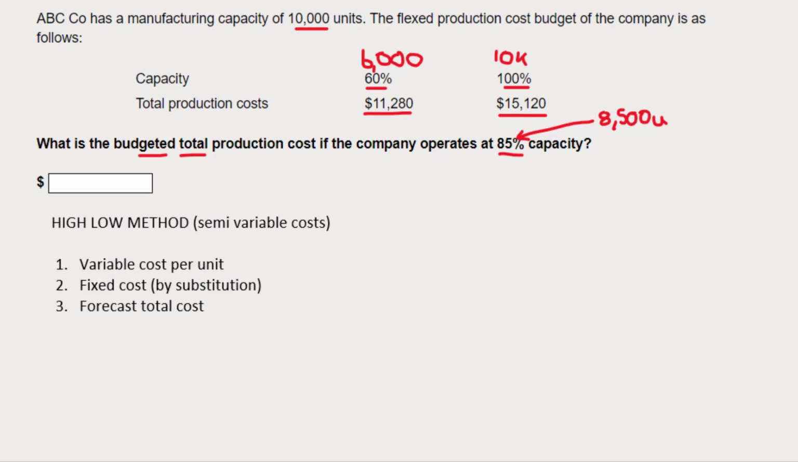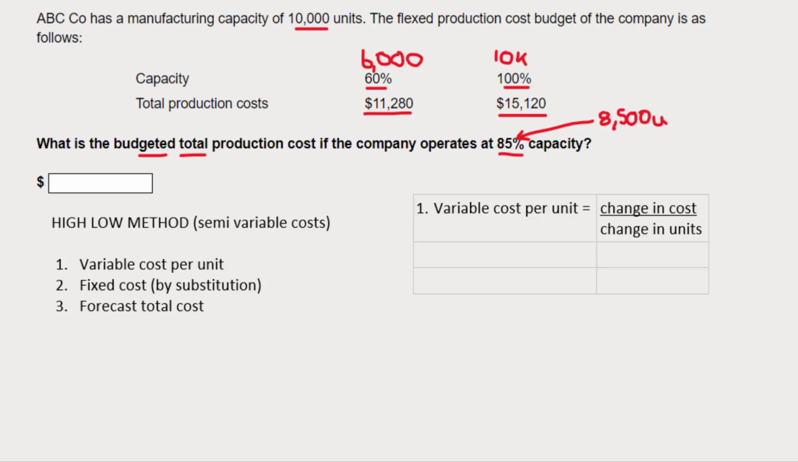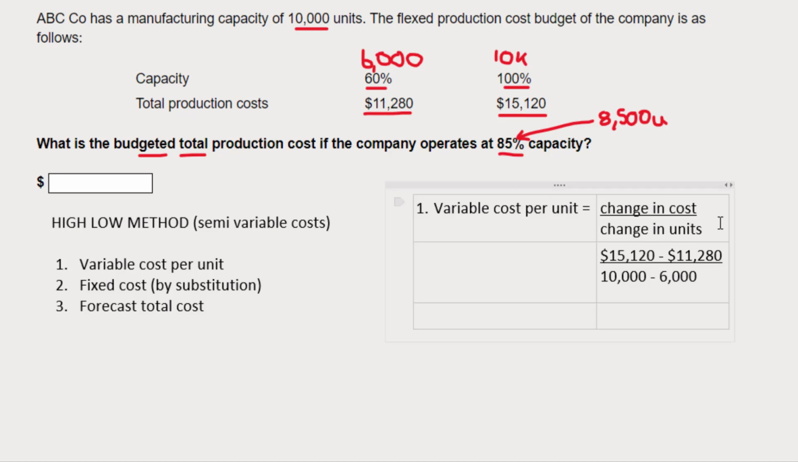So step 1, working out the variable cost per unit. And for this, we look between our 2 points, the high and the low point, and work out the change in cost between the high and the low point and the change in units. So the change in cost between the 2 points, that's our cost at the high point, 15,120, minus the cost at the low point, 11,280, divided by the change in units, 10,000 units minus 6,000 units. So that gives us a variable cost of $0.96 per unit.